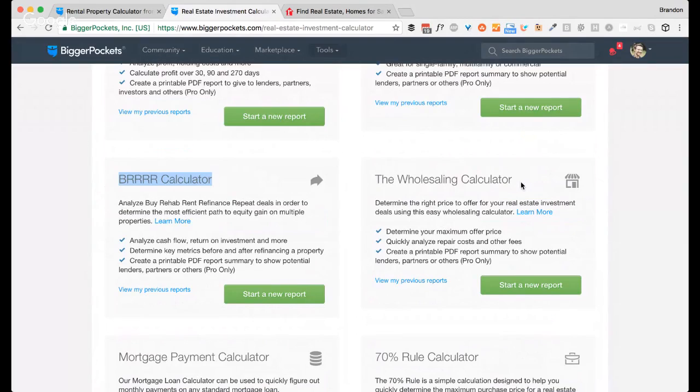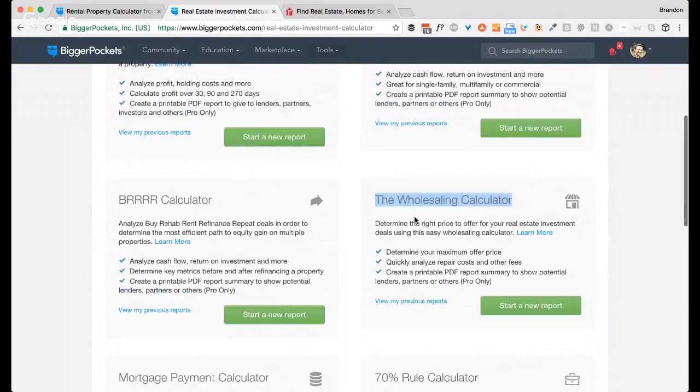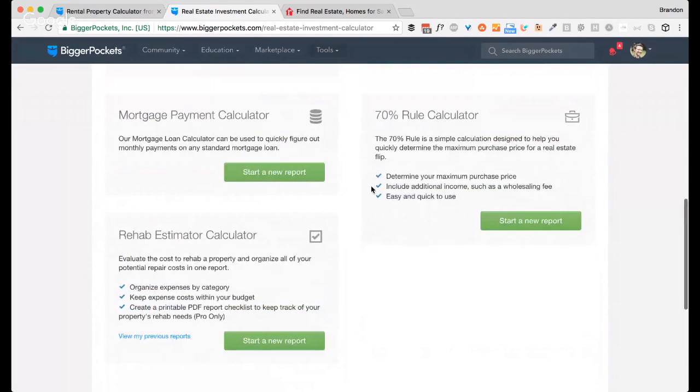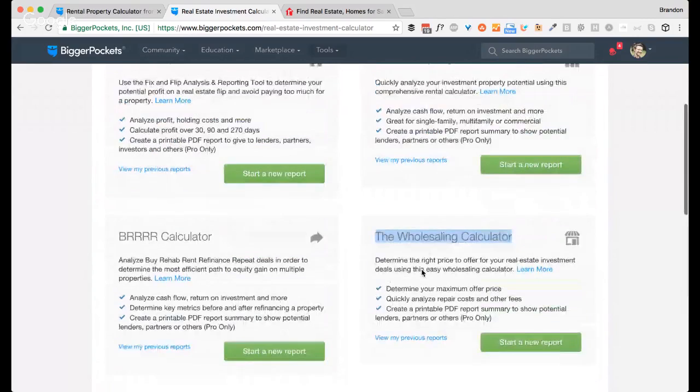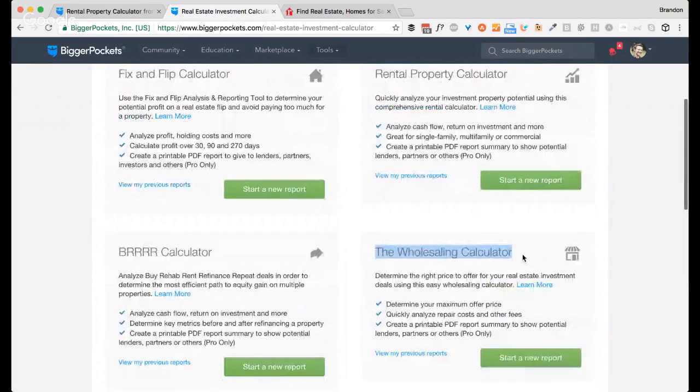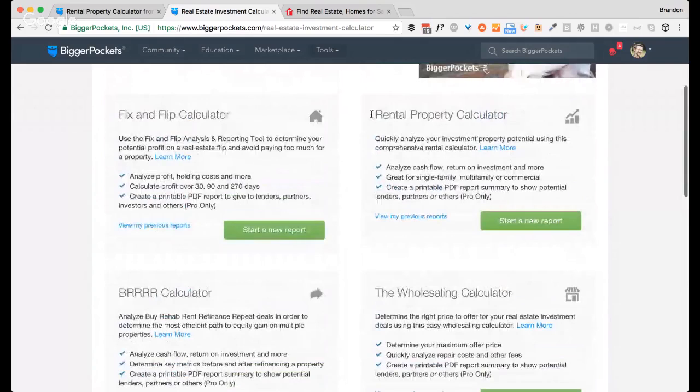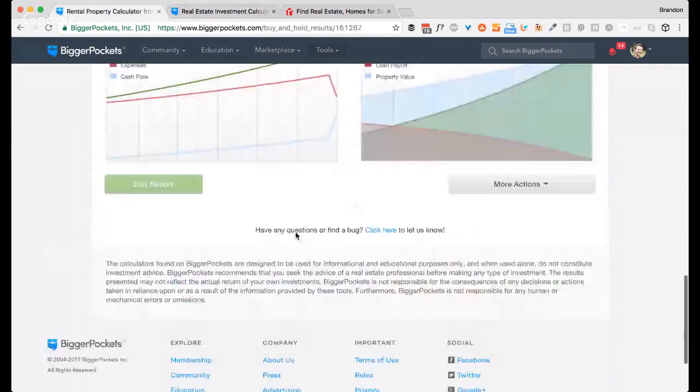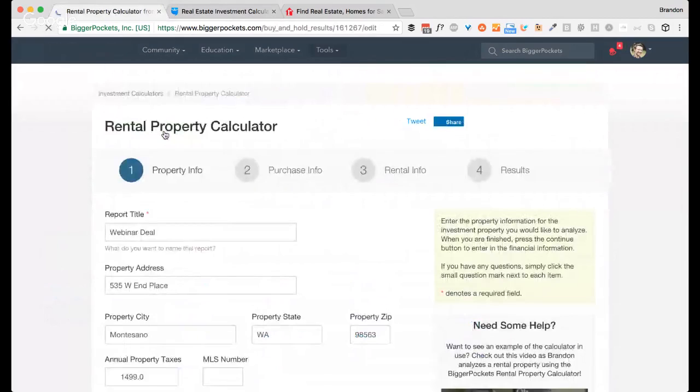And then there's the wholesaling calculator. Now, there's also the mortgage calculator and the 70% rule, and the smaller ones down here. Don't worry about those. Right now, we're worried about these 4. I want to buy this property as a rental property, so I'm going to analyze it this way. To make it quicker today, I already put in all the numbers.